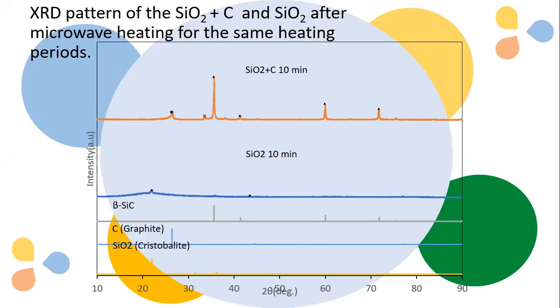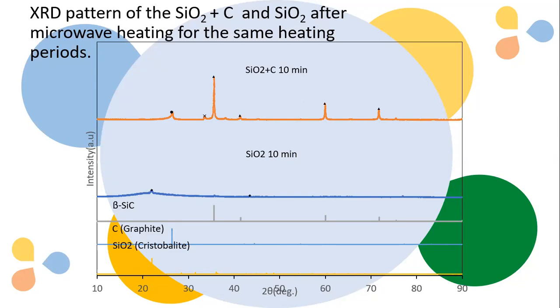And we can see here, when I compare the silicon oxide plus graphite and silicon oxide powder only, heated for the same duration of 10 minutes, the peak of silicon oxide only is really weak. There is a small peak of cristobalite because when we heat the silicon oxide powder, the quartz can change to cristobalite. And if we heat it more, then it becomes amorphous. There is no peak of beta SiC because only the surface of silicon oxide reacts.